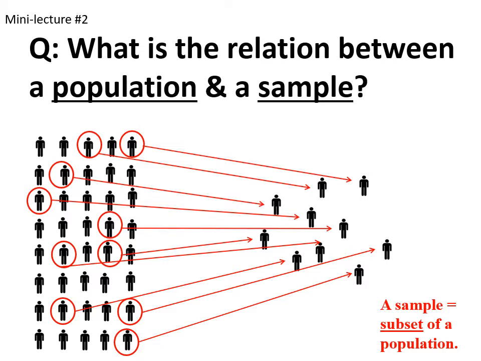You want to commit this to memory. That means just memorize this. A population consists of all of the elements. In this case, there are 40 people in this population. Each element is a person, and a sample is just a subset of that population.